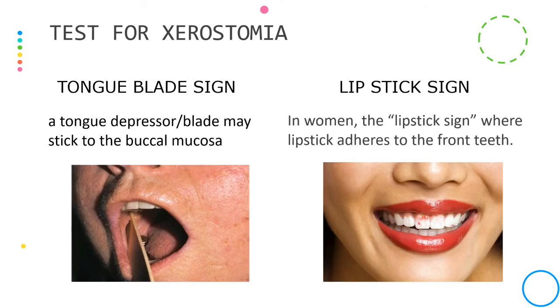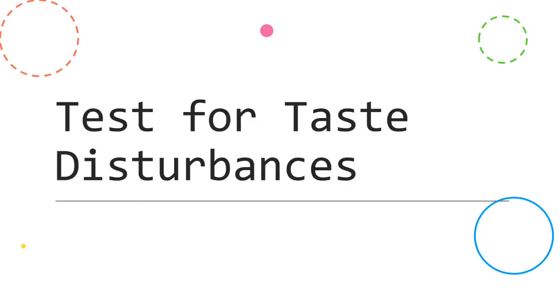Alternatively, xerostomia may be tested using the tongue blade sign, where you would notice a tongue depressor or a blade sticking to the buccal mucosa, or a lipstick sign, where in women the lipstick is adhering to the front teeth. Now, moving on to the test for taste disturbances.